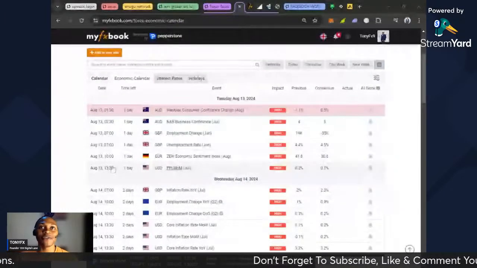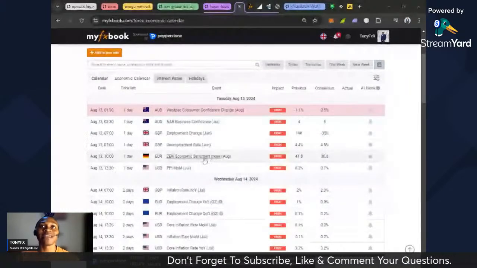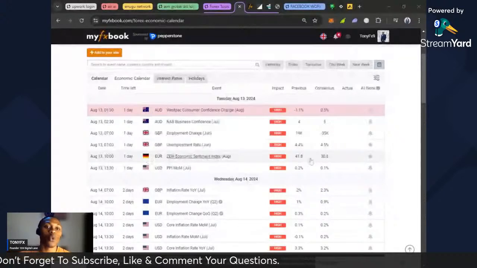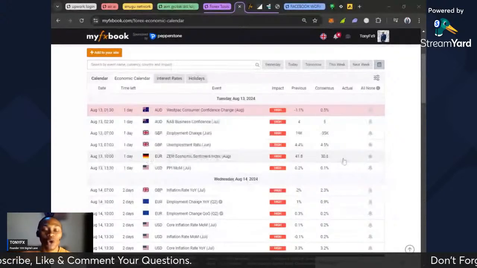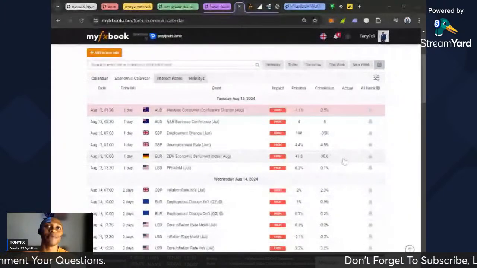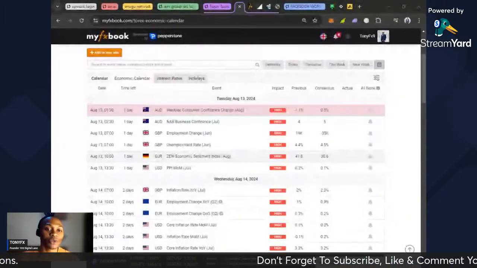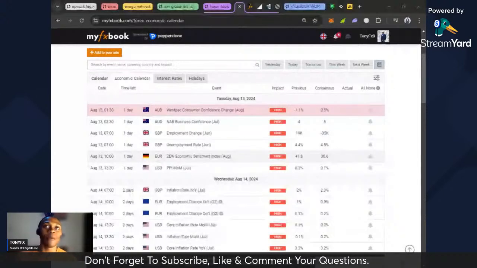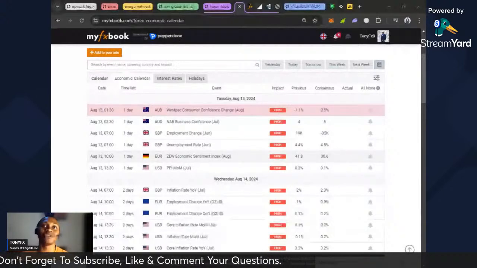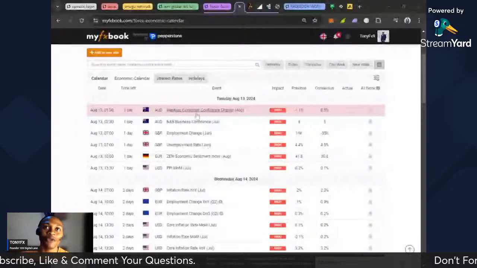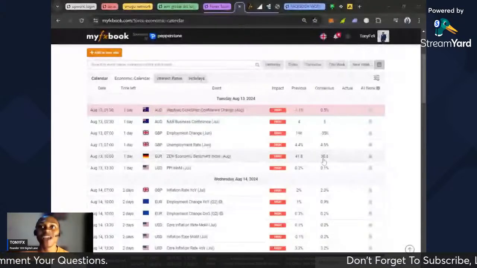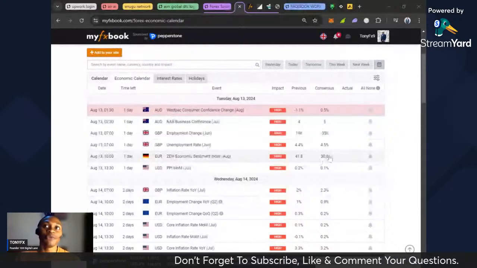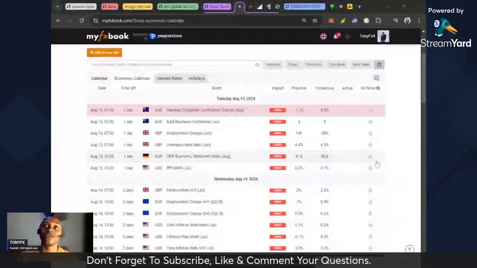Then by 10 a.m. West African time, we have the economic sentiment index for Europe, Germany to be precise. What is the sentiment all about? What are the people saying? What are the people feeling? Are the people optimistic or pessimistic? That's what it means. It's not the same thing as consumer confidence, but it has to do with sentiment. So if we see a figure higher than 30.6, it's going to give euro strength. But if we see a figure lower than 30.6, it's going to give euro some weakness.